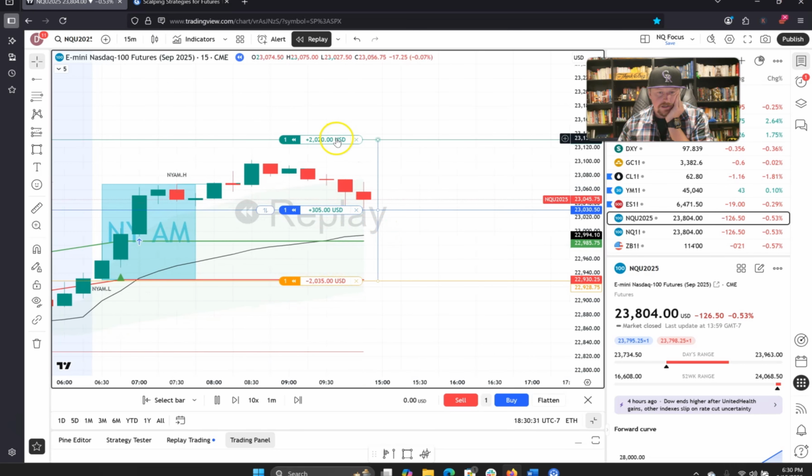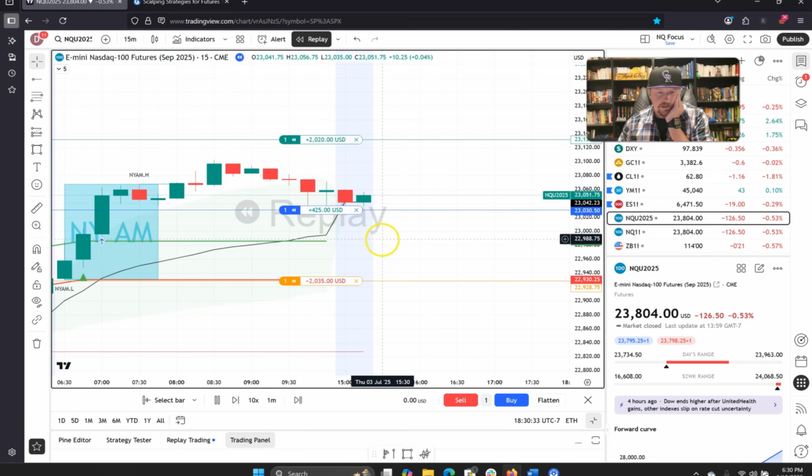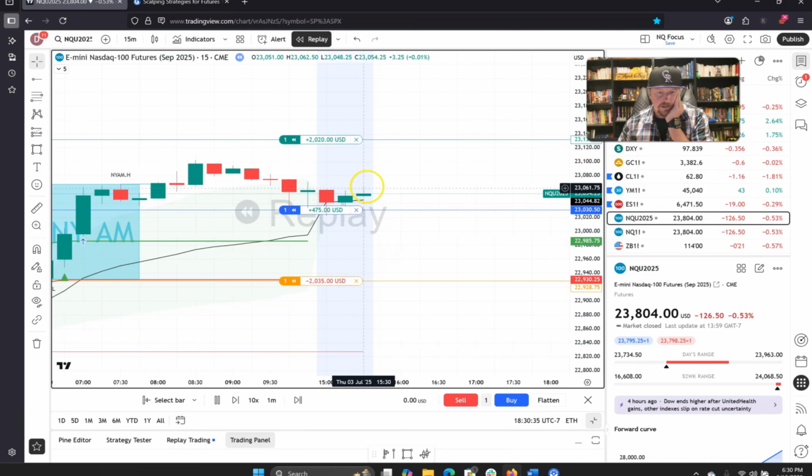comes back into our range. Never quite hit our take profit. We'll see if we can get one more bounce off of VWAP here. We do.